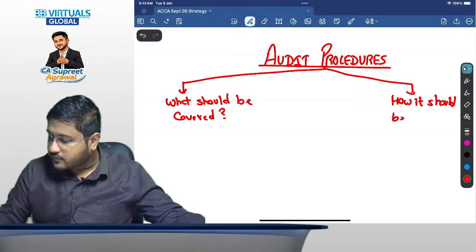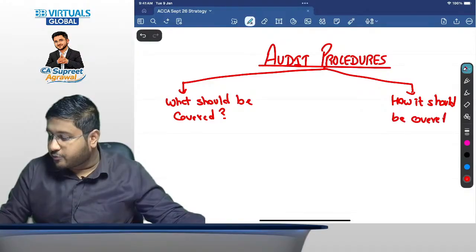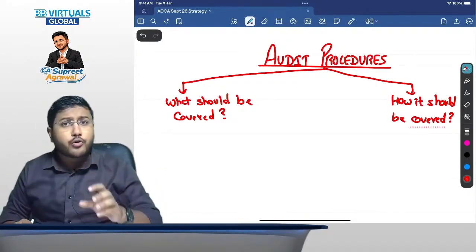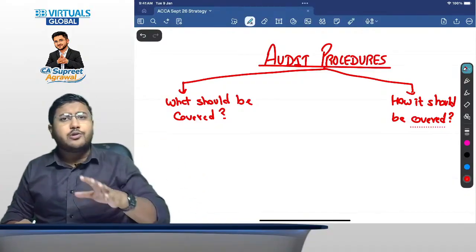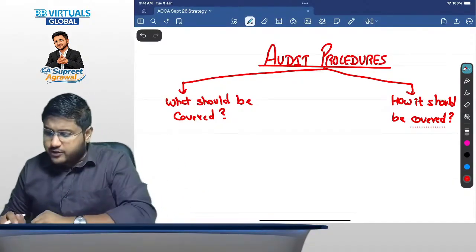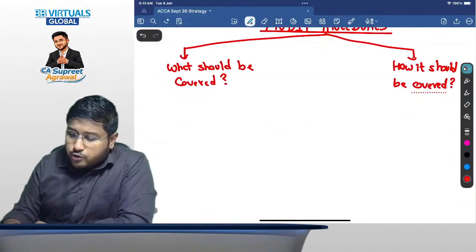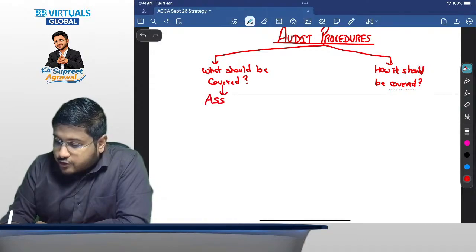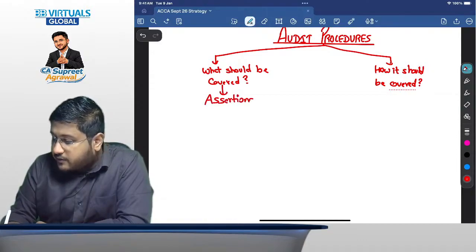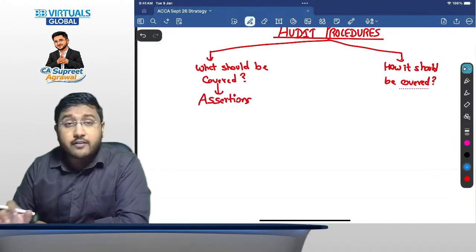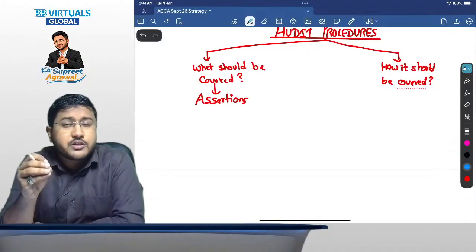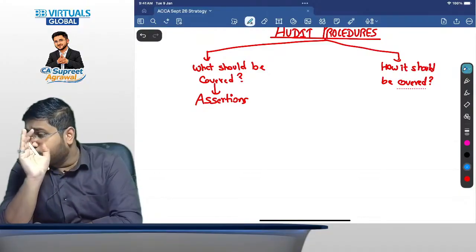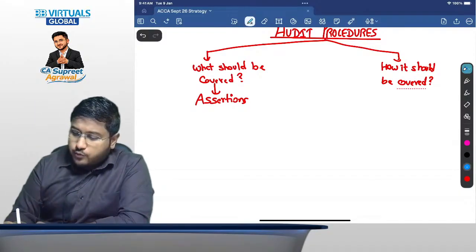To answer this question, let me take you to a concept that we have already covered a lot of times in our basics, in a lot of discussions that we have done for AA and AAA. When we talk about what should be covered, the answer is the assertions. Whenever we try to draft any answer for the audit procedure, the best way to start is to cover as many assertions as you can for that particular item. So what are the assertions, sir?